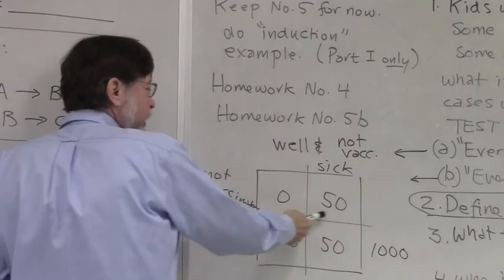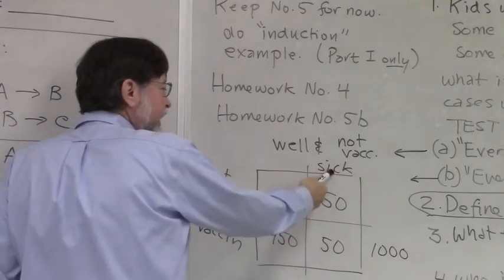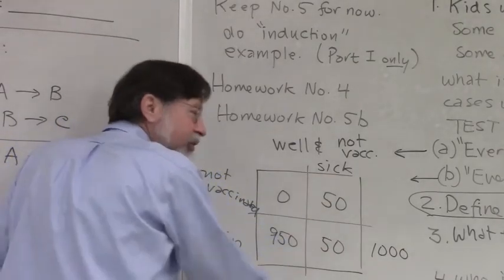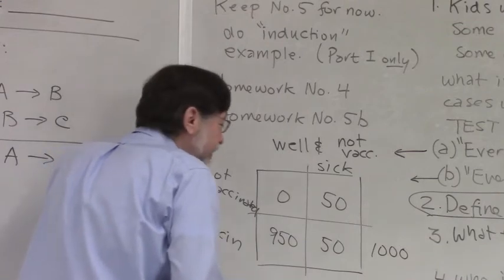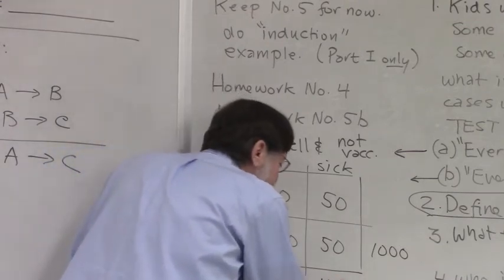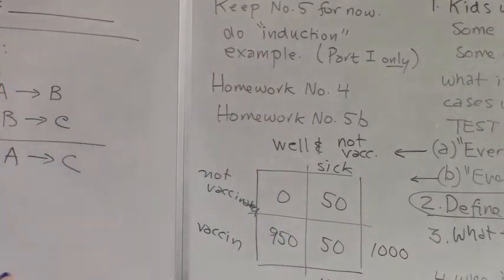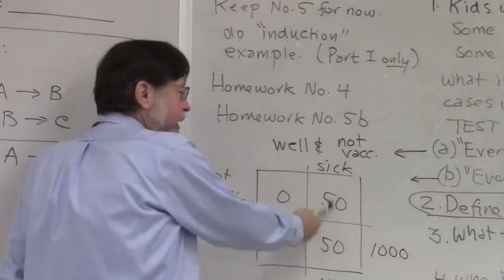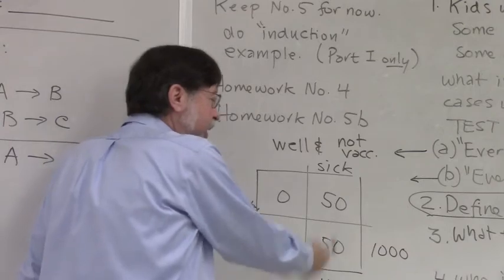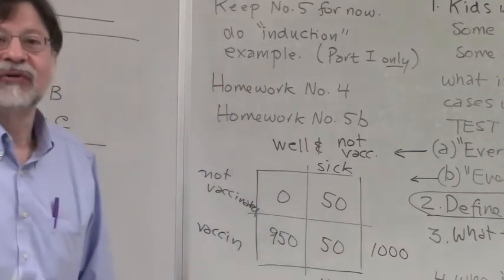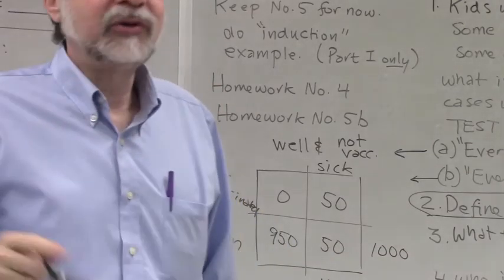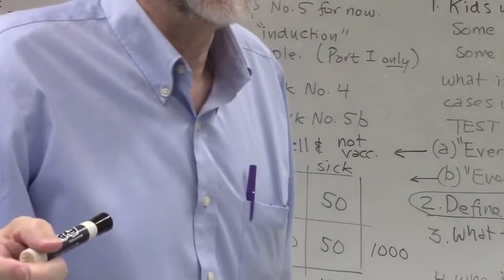But notice, of the people that got sick, 100 people got sick in this example. Of the 100 people that got sick, half of them had been vaccinated. So if you reported this number, half the people that got sick had been vaccinated. Sounds like the vaccine isn't doing anything, right?